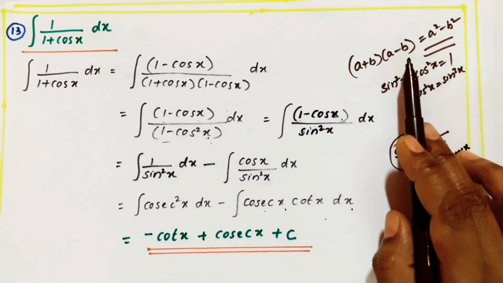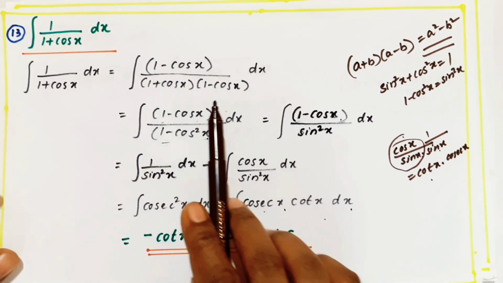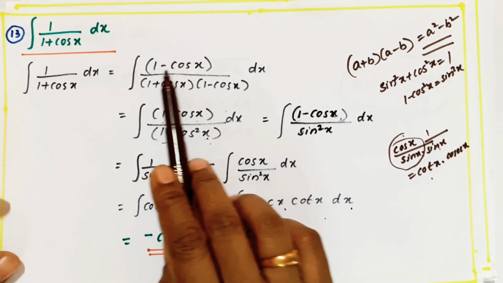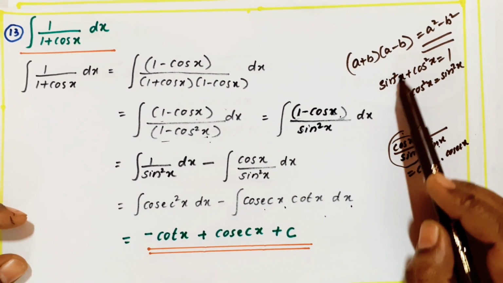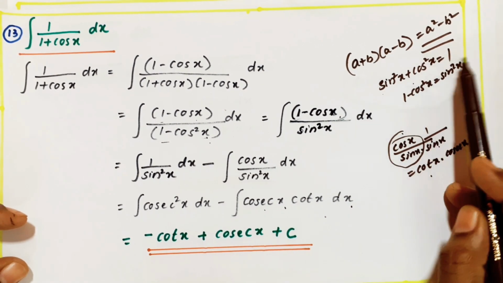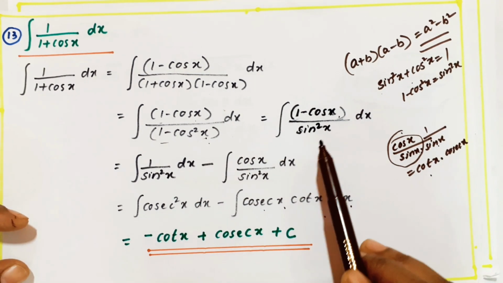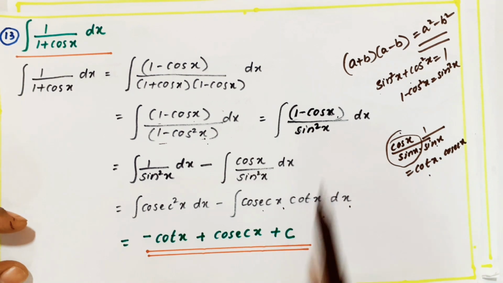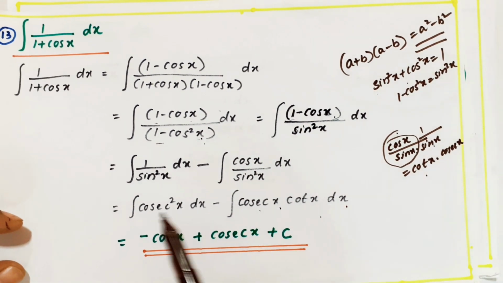Remember what all things we did? We multiplied and divided, multiplying both numerator and denominator with the term 1 minus cos x. Then we used the trigonometric identity sin square x plus cos square x equal to 1. From that, 1 minus cos square x we wrote as sin square x. After that we split, and then used the standard results.